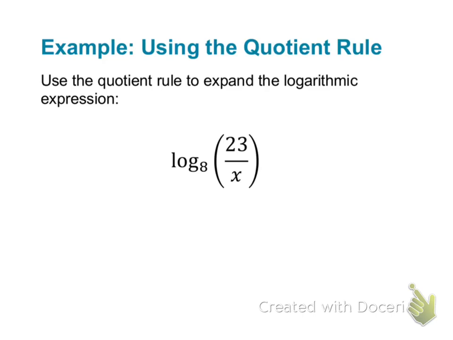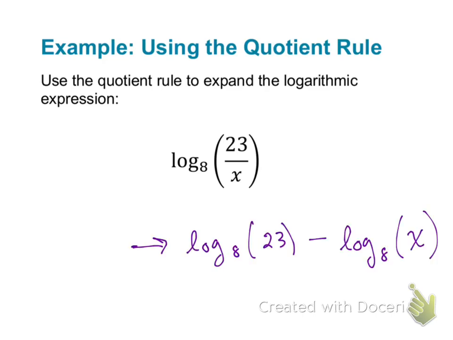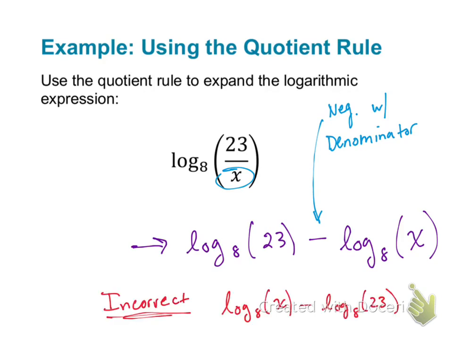Here we're taking the log base 8 of a quotient, two things being divided. Using the quotient rule, this can be expanded into log base 8 of 23 minus log base 8 of x. Notice that the negative goes with the part coming from the denominator. This would be incorrect if I did log base 8 of x minus log base 8 of 23.